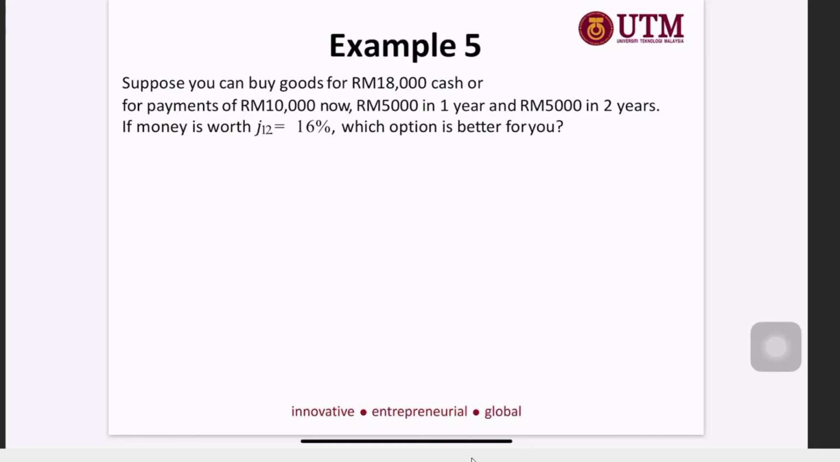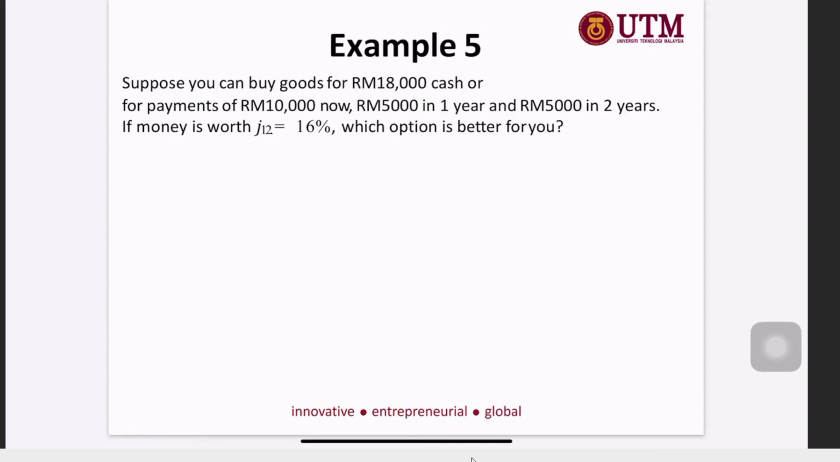Which one do you prefer? You prefer 18,000 cash now or later? How much money do you save if you choose the option? Doktor nak tanya soalan. Ya, apa dia? Doktor, maksudnya sekarang kita kena buat P sama dengan 18,000 dengan 10,000 ah. You have to find the equivalent value. You have to bring all the payments to the same date as the 18,000 cash.